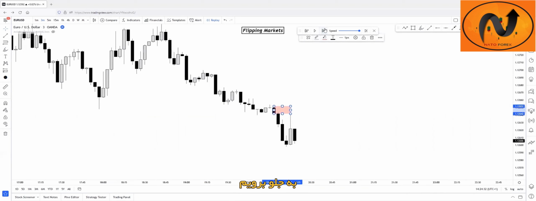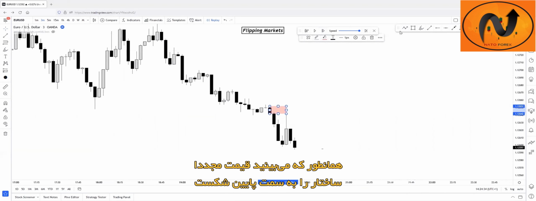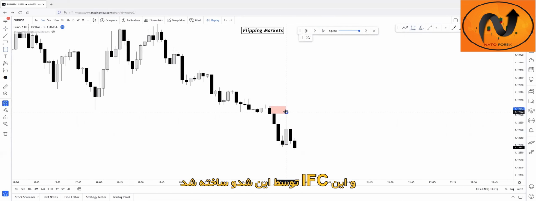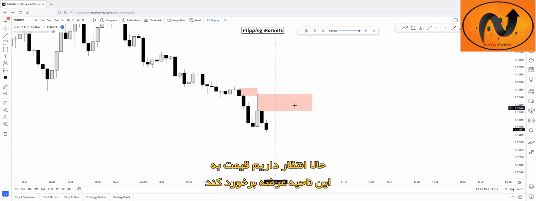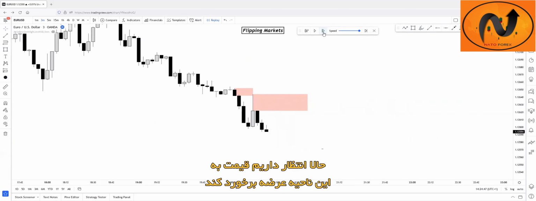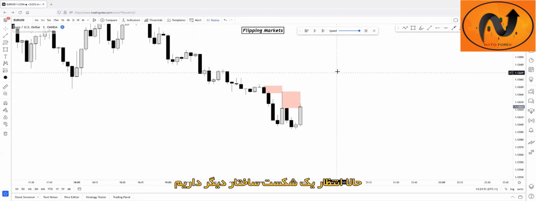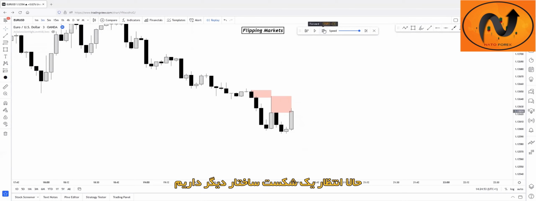Let's play price. As you can see, price broke structure to the downside again here and created inefficient movement, and the inefficient movement was created by this wick right here. Okay, we are expecting the tap of this supply zone now. Price tapped this supply zone, mitigated it, collected the orders. So right now we are expecting another break of structure to the downside.